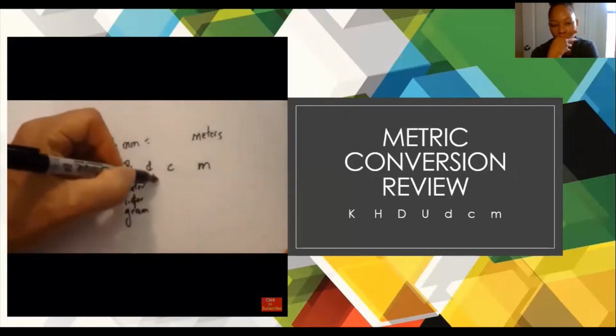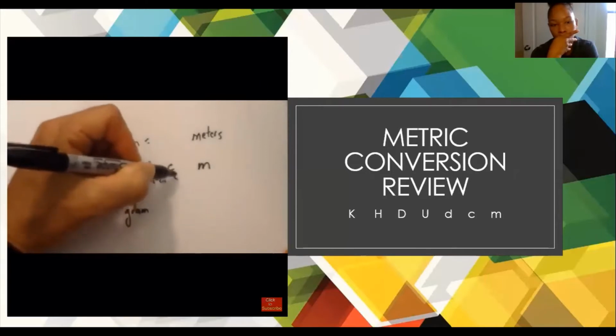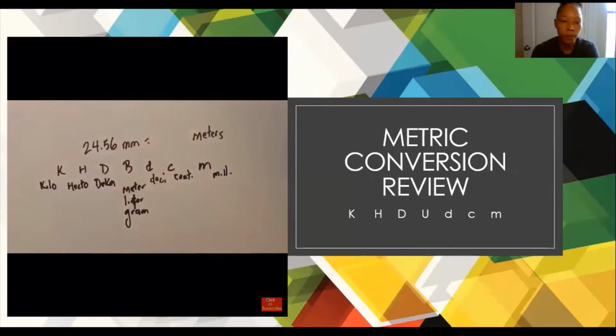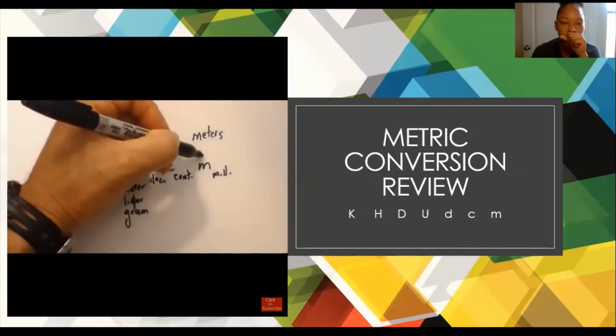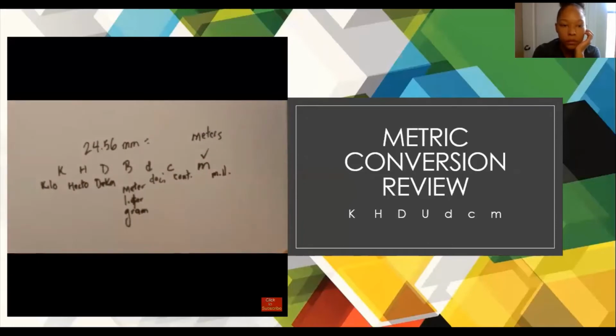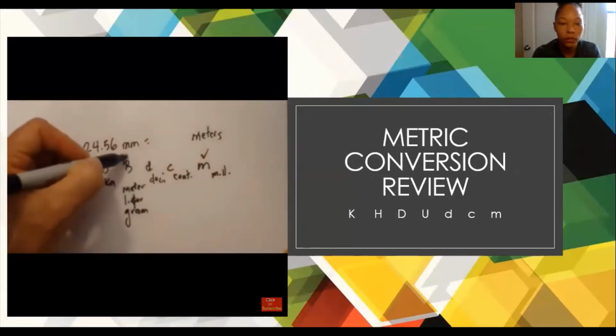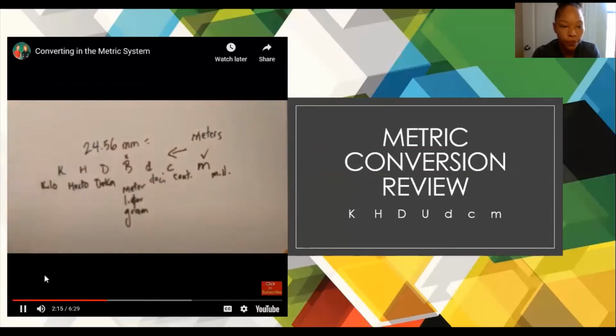And then this is deci, centi, or milli. Okay? So I'm going to put a check at where I began, which is milli, and an X where I'm going to, which is meters, which is right here. Draw an arrow to tell me which direction we go.